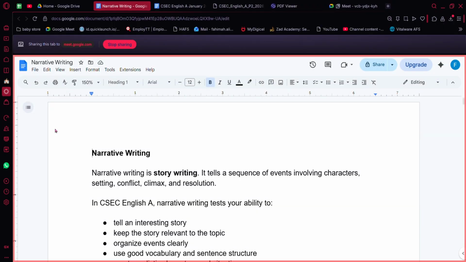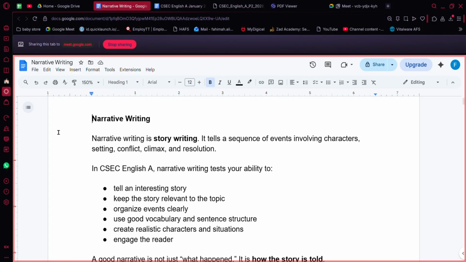Talk about narrative writing. Narrative writing is basically just story writing. Narrative is just a fancy word for story writing. So don't feel scared when you see narrative writing. It's the same kind of writing that you've been doing all your life since SEA.